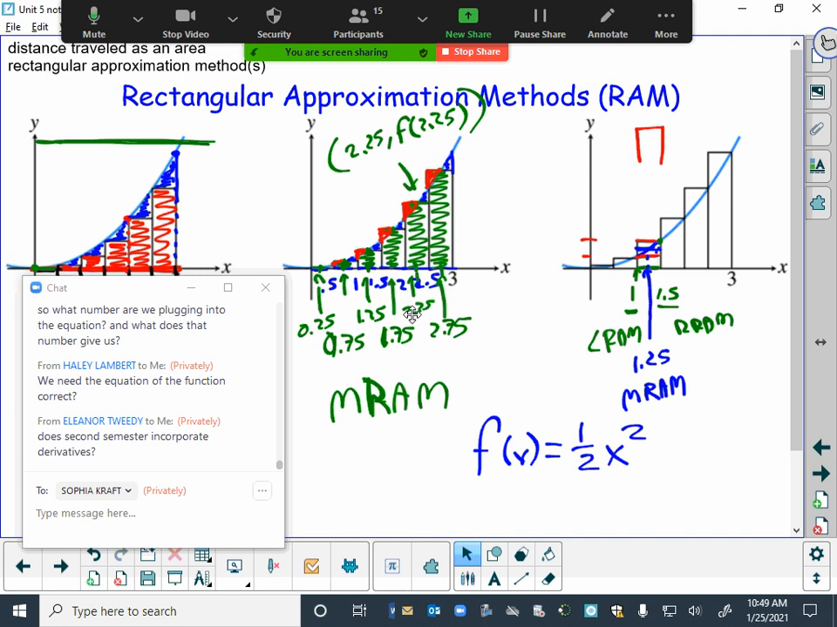So, does the second semester incorporate derivatives? Absolutely. In a couple of different ways. One is that eventually derivatives are going to be a way of checking our answers this semester. And then there are also some techniques for coming up with the answers that we're going to do that require you to remember some of those derivatives along the way.